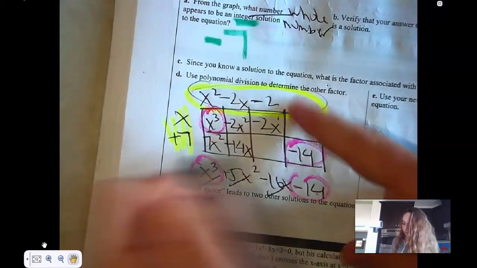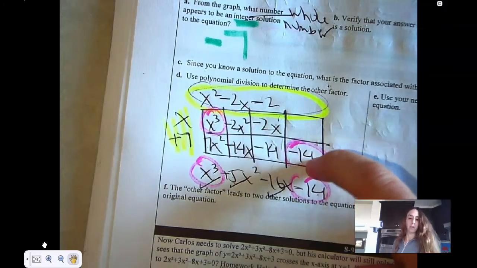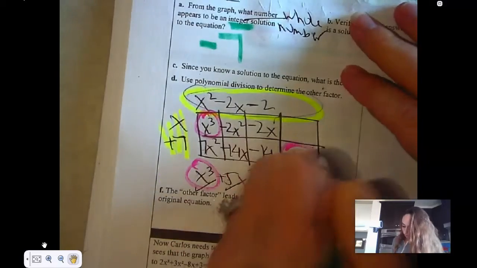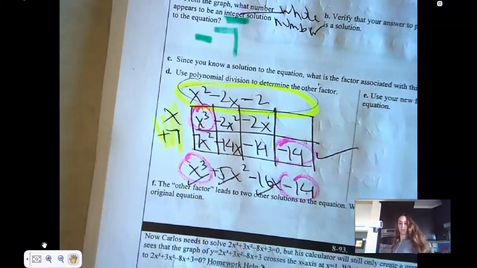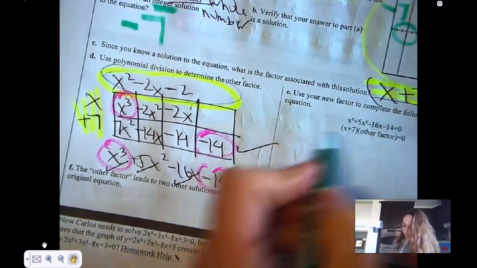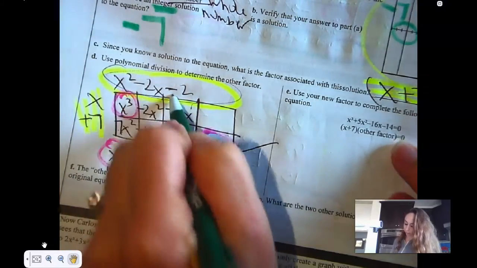Now -2, -14. Ooh, that's what I'm supposed to get. Okay, so that means that now it works out perfectly. -14 is what I'm supposed to have. And now they want you to rewrite your other answer. So my actual answer to this is x squared minus 2x minus 2.